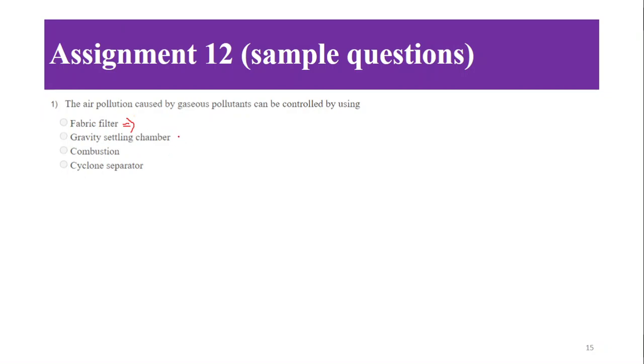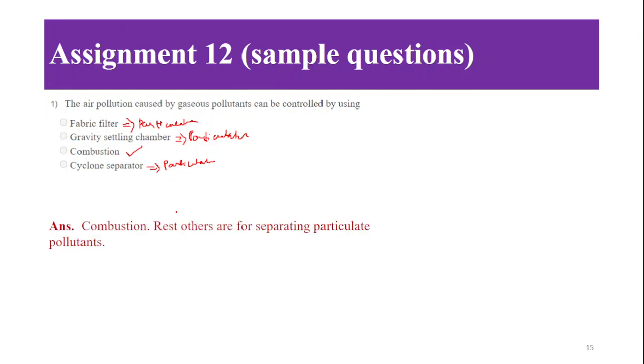A gravity settling chamber is also for particulates. A cyclone separator is also for particulates, the same as fabric filters. The only option remaining here is combustion. If you have different pollutants such as carbon monoxide or hydrocarbons, you can combust them and form a less toxic product.